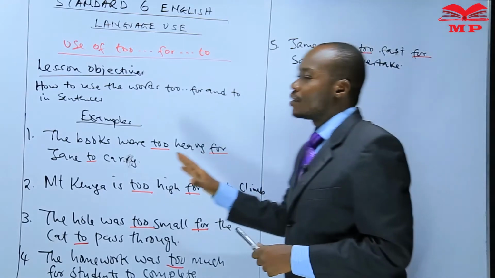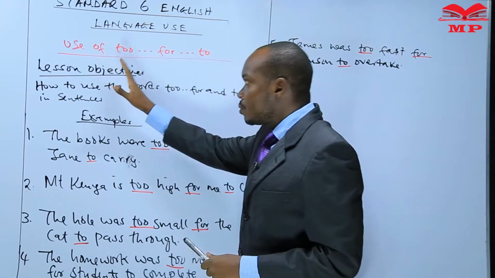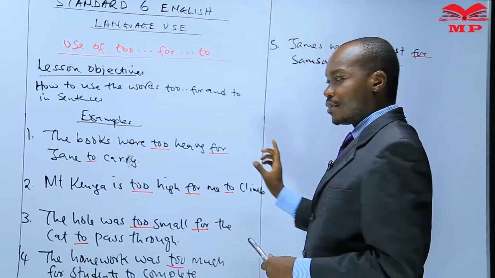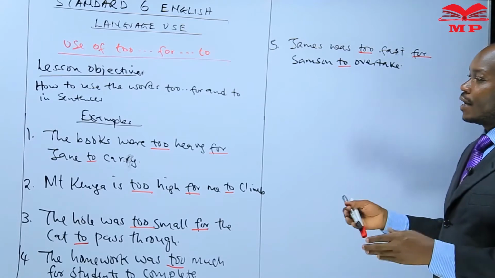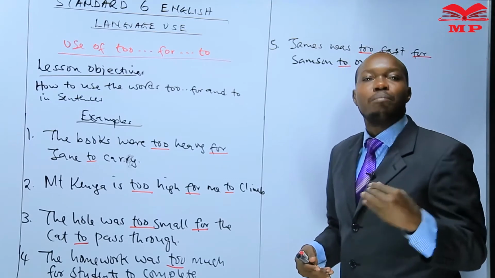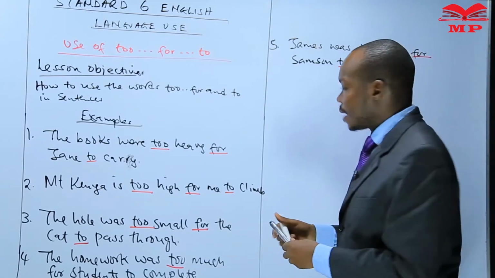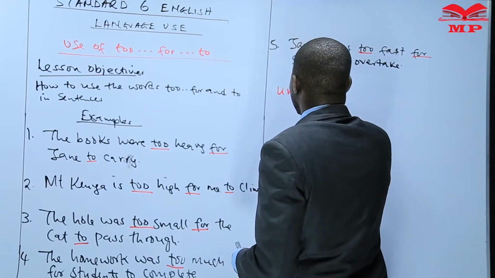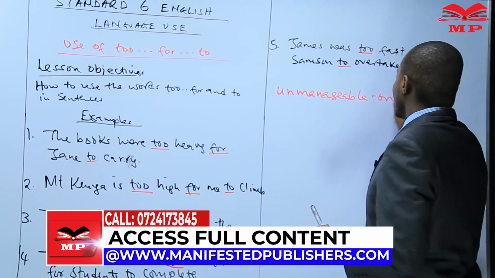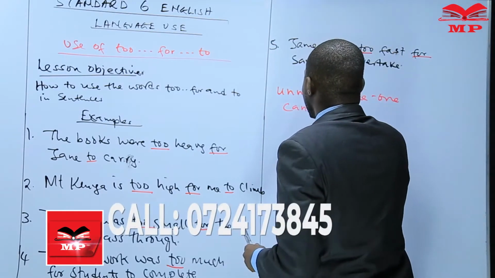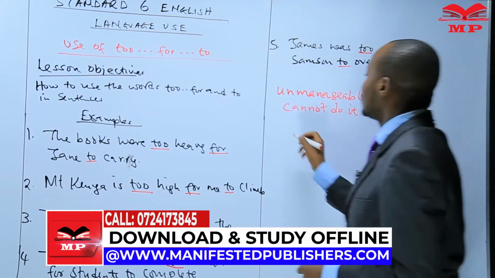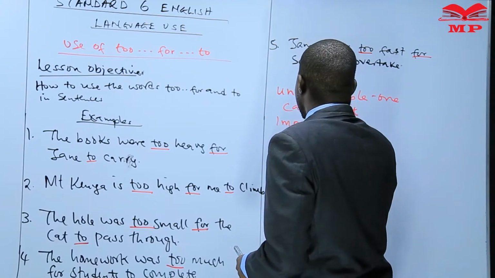So let me just repeat for the last time. When you use the words to, for, and to in a sentence, they mean that the task ahead is somehow impossible, it's unmanageable. Okay? Unmanageable. It means you cannot do it. One cannot do it. Okay? It's too much. That's why I said it's impossible. It cannot be done.